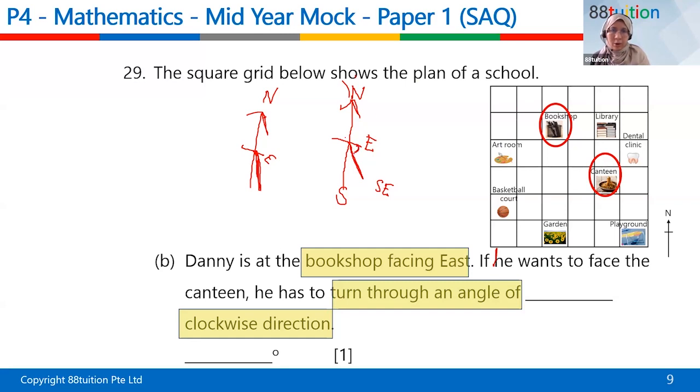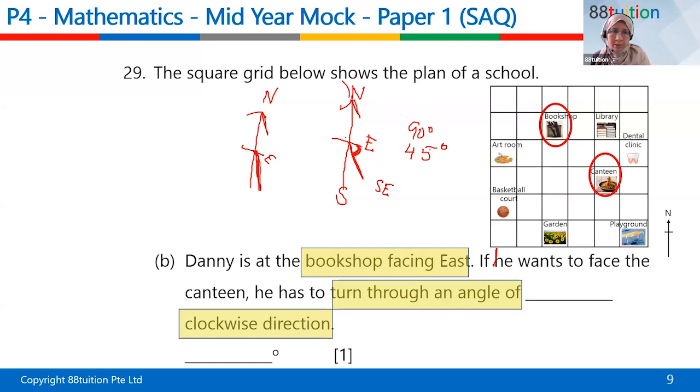He turned in a clockwise direction, so he turned in this manner. Okay, you know that from east to south, it is 90 degrees. But from east to southeast, it is half of 90 degrees, it's 45. Lilin?